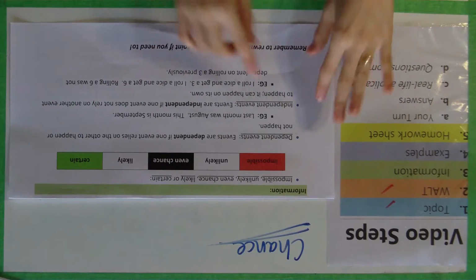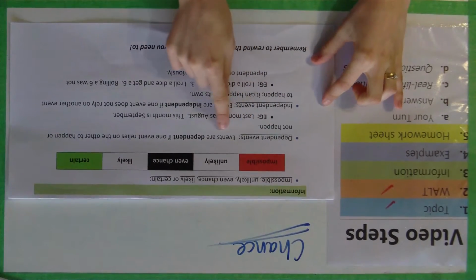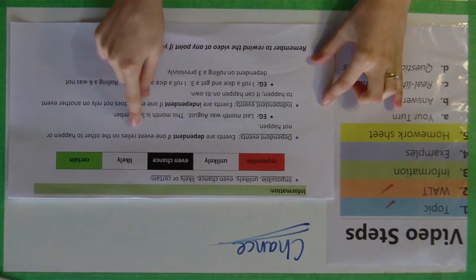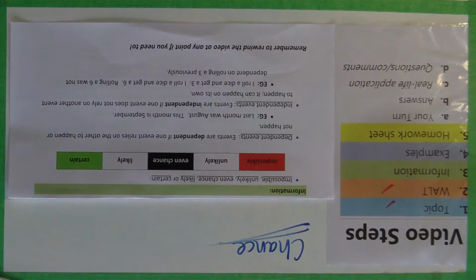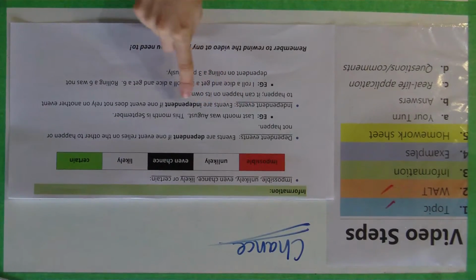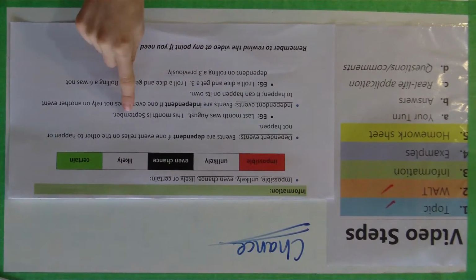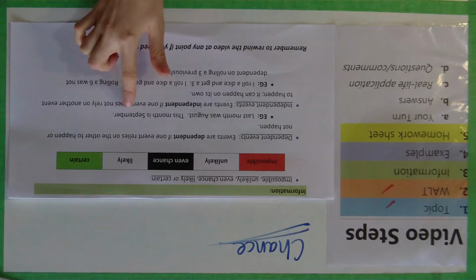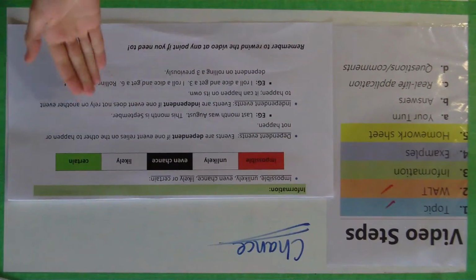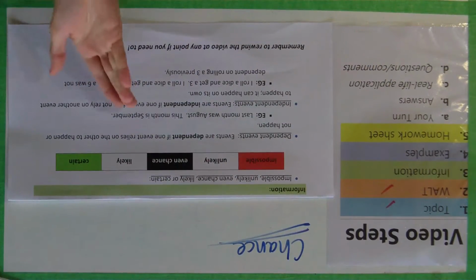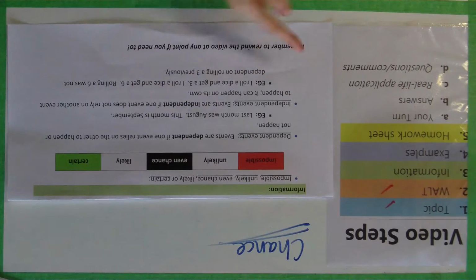It's impossible. Then we've got dependent events. Events are dependent if one event relies on the other to happen or not to happen. So an example is last month was August, this month is September. If the month was September, it would have had to have been August before September for September to happen. That means it just relies on this one happening first.